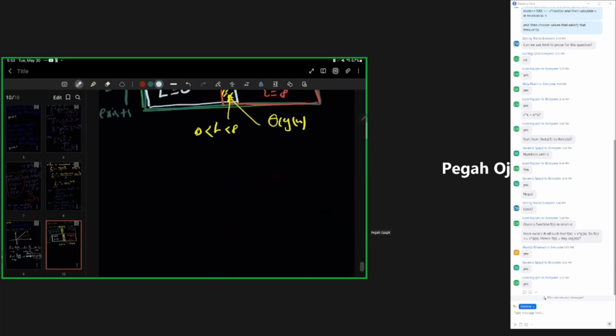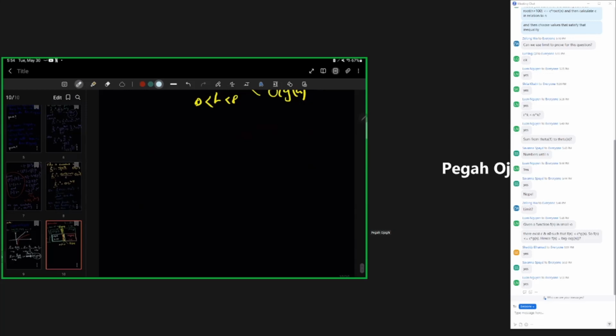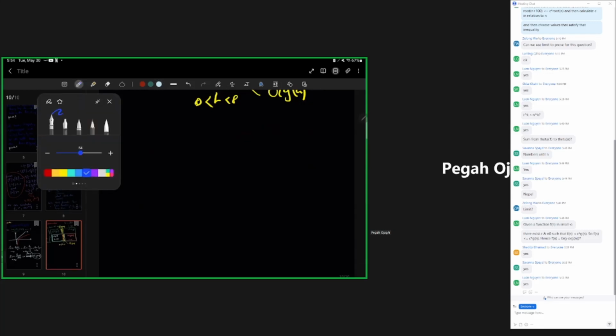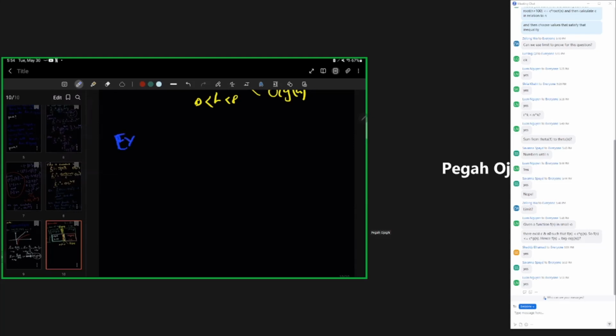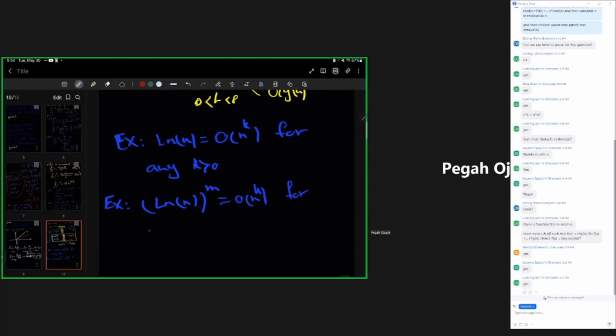So I do have more exercises. This is a good exercise. Probably, maybe, you never know, they may be in the final exam or midterm. One of them is this one: ln of n is big O of n to the k for any k greater than 0. Or another exercise: ln of n to the m is a small o of n to the k for any k greater than 0 and m greater than or equal to 0.